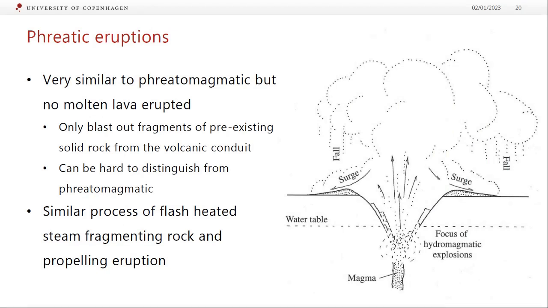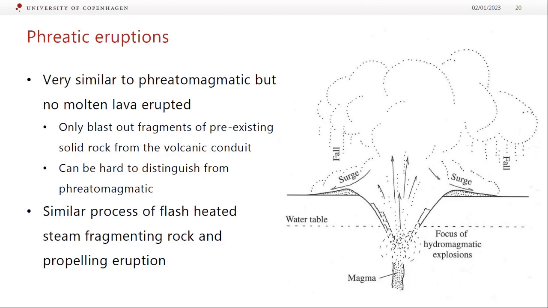There's also something called phreatic eruptions, and I don't want you to worry too much about the difference between these, but I have included them because you'll probably find them if you ever look this stuff up, or if you're ever reading about phreatomagmatic. They're basically the same, but they're defined by there being no molten lava involved. So they're sometimes called steam blast eruptions. The idea is that they're only blasting out fragments of pre-existing solid rock from the volcanic conduit rather than blasting out chunks of fresh lava.